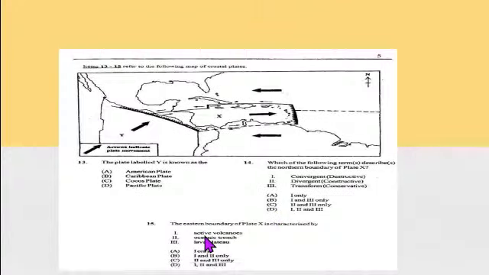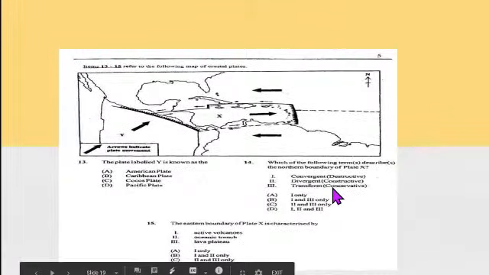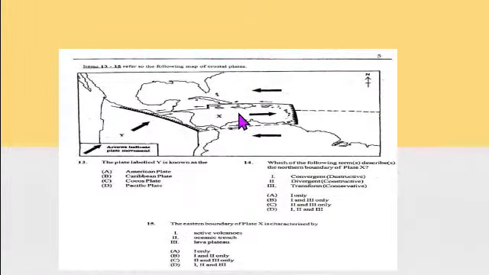Number 15. The eastern boundary of plate X is characterized by, plate X, eastern boundary here. All right, how can we tell? Right at the eastern boundary here, we have active volcanoes. We have ocean trench, but no lava plateaus. So we would have one and two only. So that would have been one and two only. That would have been letter B for number 15. Good job, Gabadon.